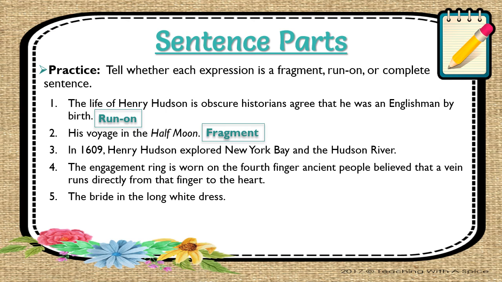Number 3, in 1609, Henry Hudson explored New York Bay and the Hudson River. That one's a complete sentence. Number 4, the engagement ring sentence, is a run-on. After fourth finger, that's the first sentence. Then ancient people believed that a vein runs directly from that finger to the heart is the next one. And number 5 is a fragment. Once again, we have no verb.